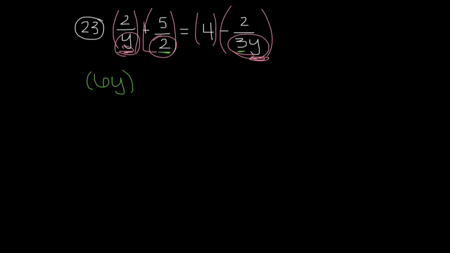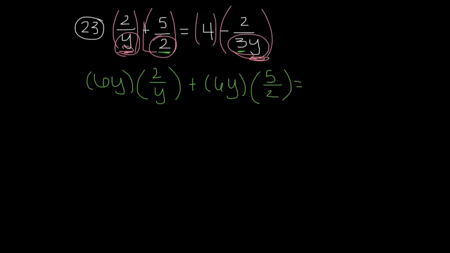So 6y times 2 over y plus 6y times 5 over 2. Don't forget the 4. We have to take it times the 6y also. Times 4. I'm kind of running out of room. Minus 6y times 2 over 3y. Okay, again, think of the fraction bar as a division symbol. Your fraction bar just means divide.